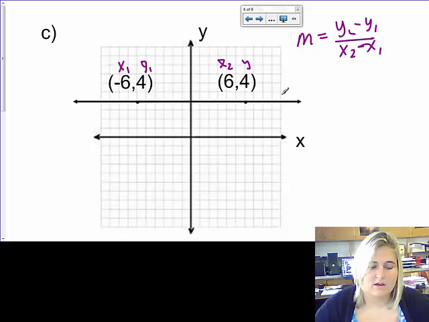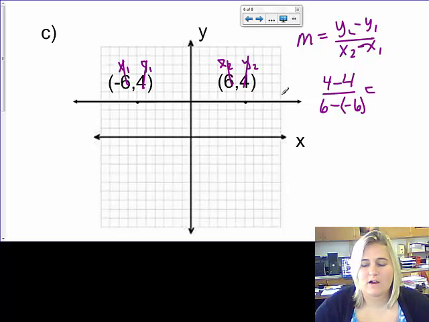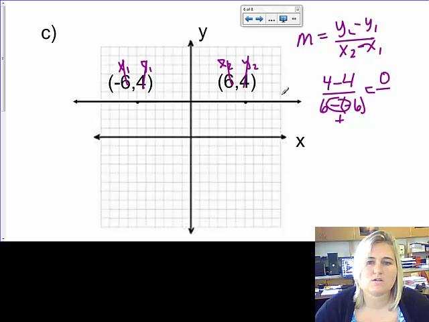So instead of y sub 2, I'm going to plug in 4, minus y sub 1, which is also 4, over x sub 2, which is 6, minus x sub 1, which is negative 6. So I have 4 minus 4, which is going to give me a 0. And then 6 minus a negative gives me a positive 6. So 6 plus 6 gives me 12. And 0 divided by 12 is 0.